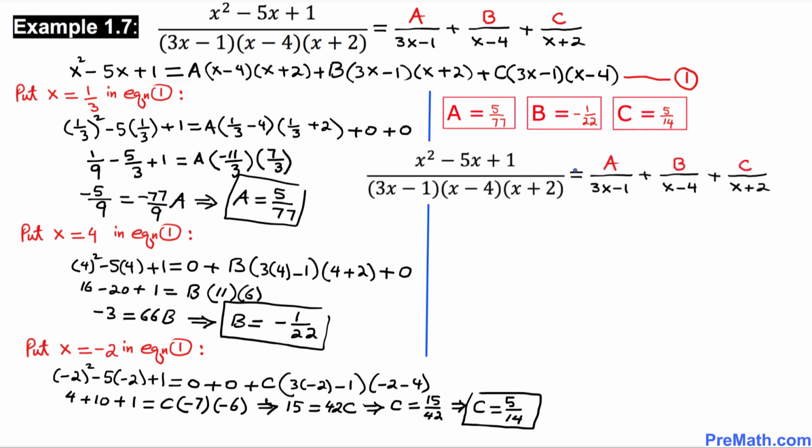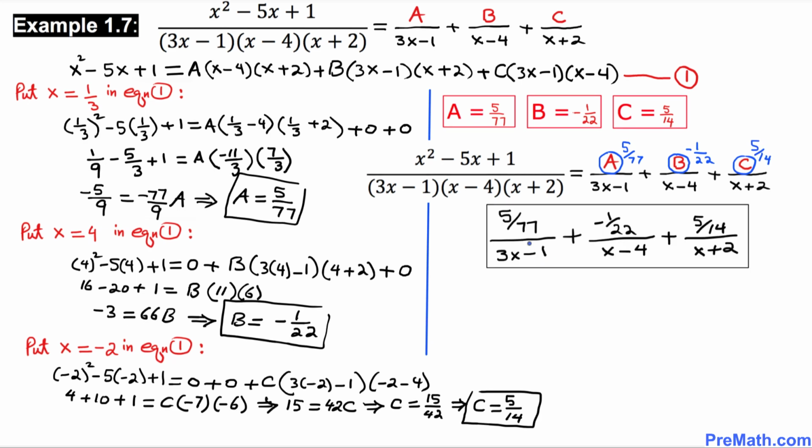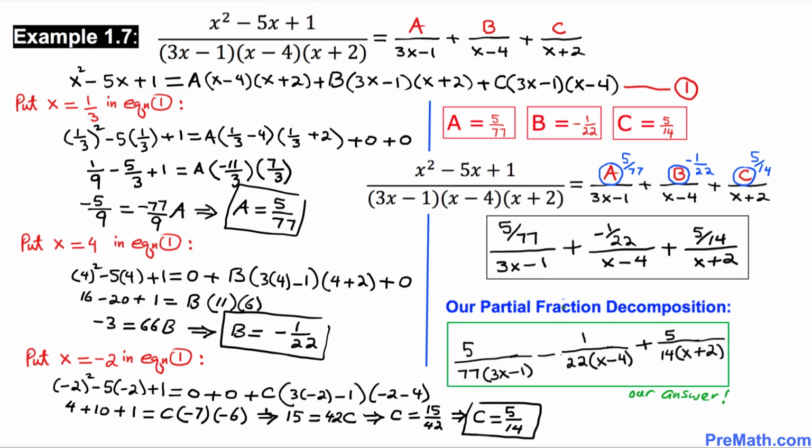So thus in our partial fraction, wherever we see a, I am going to replace it by 5 over 77. Wherever we see b, we are going to replace it by negative 1 over 22, and c being replaced by 5 over 14. And here are our fractions on the top of this partial fraction. And here is our final answer.